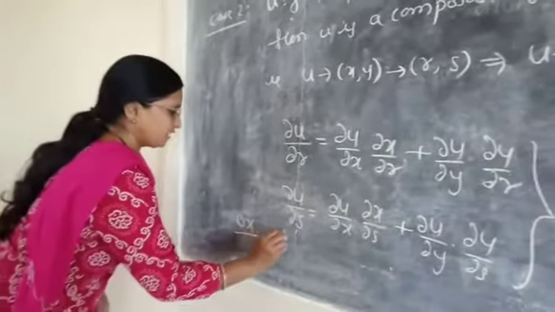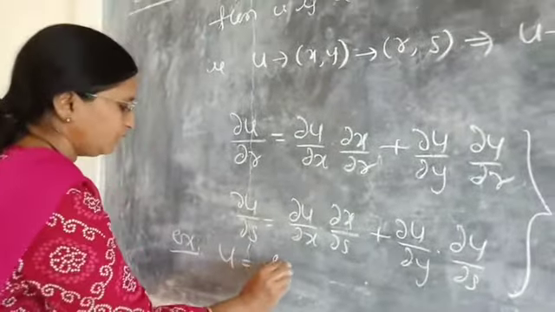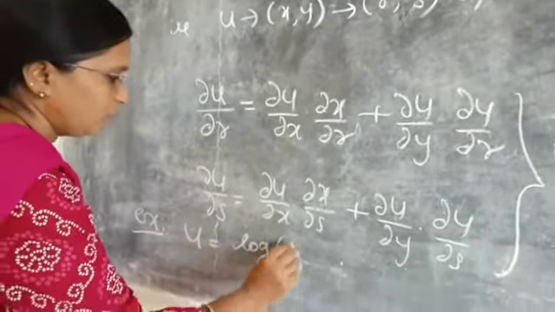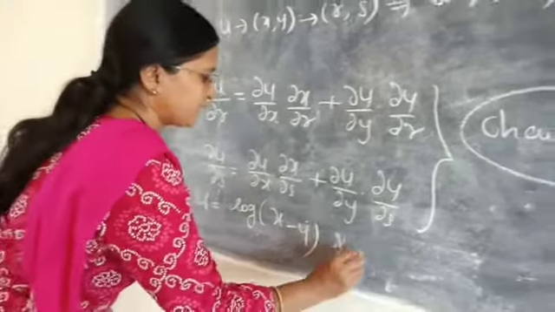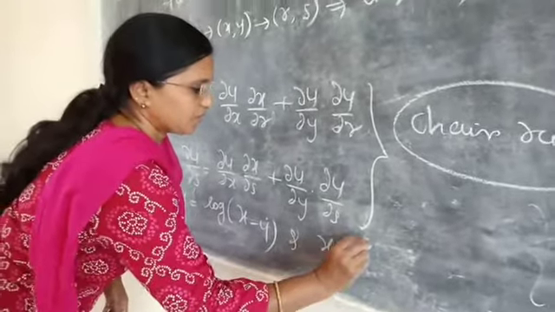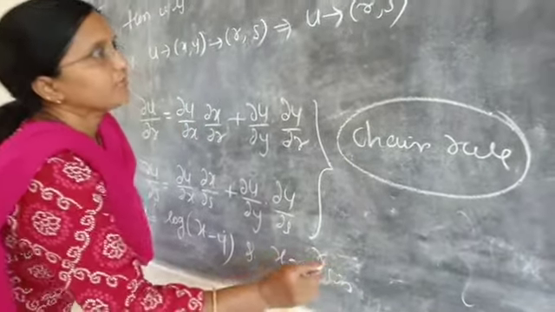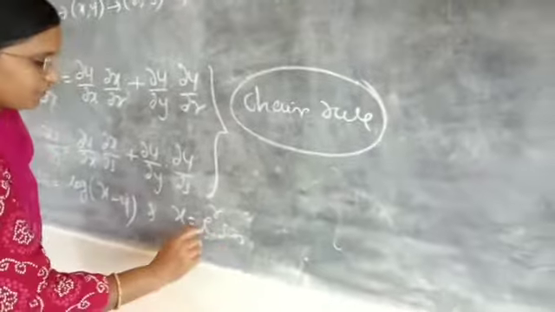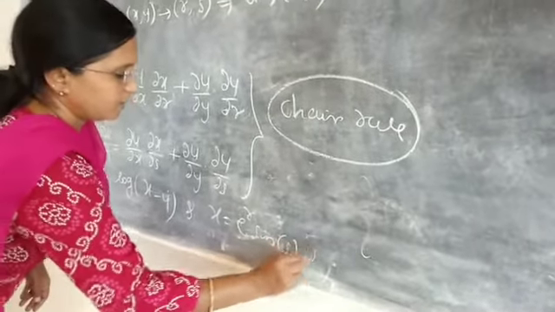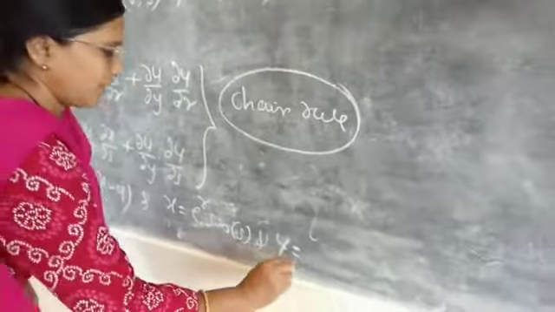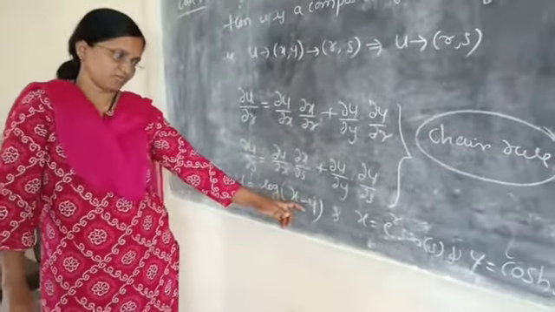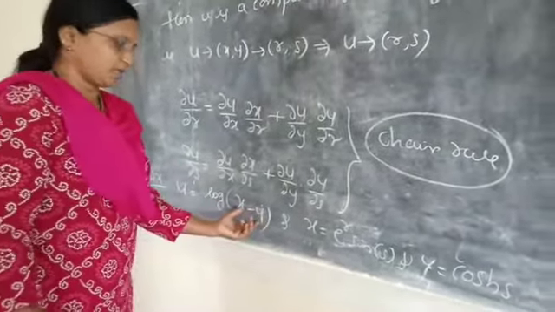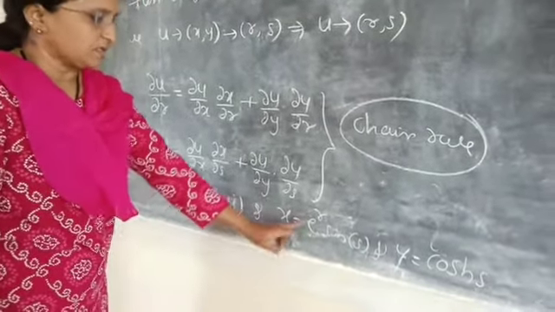Suppose we have u = log(x − y), and here it is given x = e^r sin s in terms of r and s, and y = cosh s. So u is in terms of x and y, and again these two, x and y, are in terms of another two variables r and s.